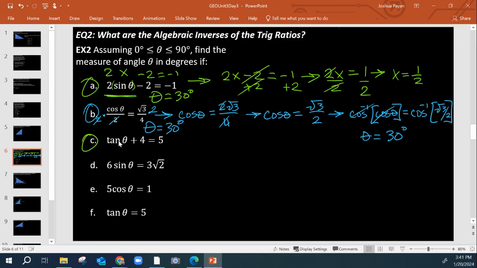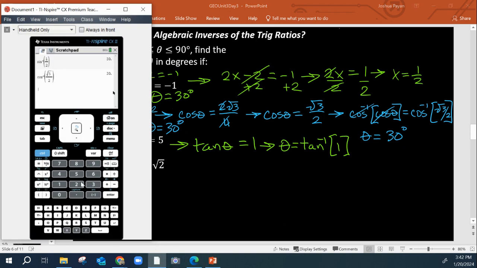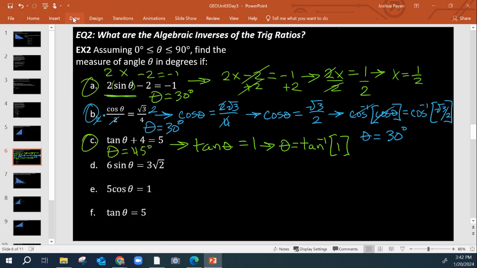Okay, so here first, working from the outside in, right? There's only one thing making tangent not be by itself, and that's that plus 4. So we're just going to do minus 4 to both sides. So we have tangent theta is equal to 1. Then we do the arctangent of both sides. So theta is simply equal to arctangent of 1, right? And I already know what my answer is going to be. I already know theta is going to be 45 degrees because, again, this is a special trig ratio, right? But if you didn't know that, we could do the arctangent of 1 in the calculator, and it gives us the exact same answer. Okay?